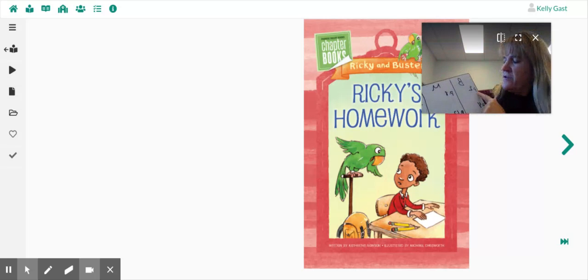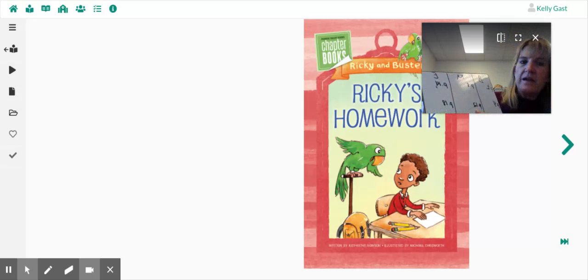And then under B, it has page 2, page 4. Under M, it has page 8, page 12. And under E, it has page 14, page 18, and page 20.